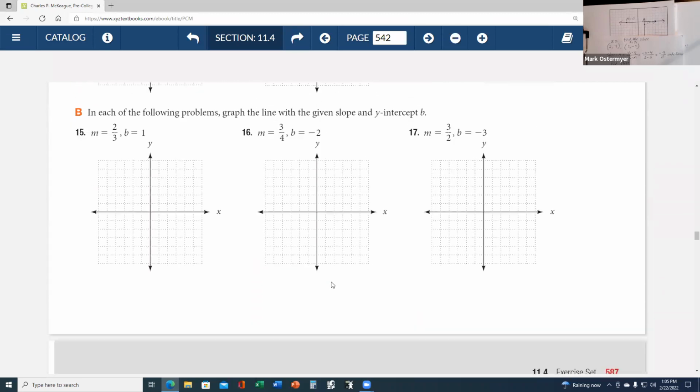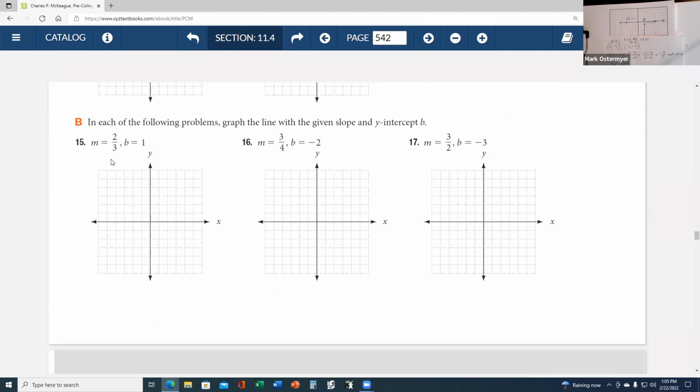All right, now in this batch of problems, they want us to graph the line with the given slope and the y-intercept. So they're going to give us 2 key pieces of information about a line, its slope and its y-intercept. And they want us to, using that information, graph the line. Notice they're calling the y-intercept B, and you'll see why it's called B when we get into the later sections here this afternoon.